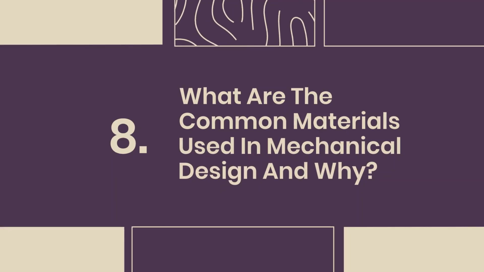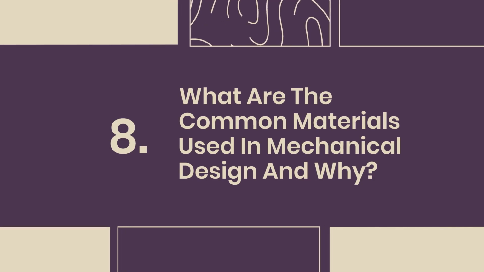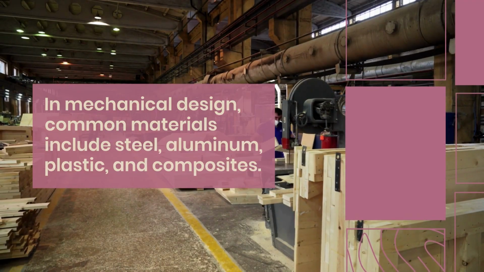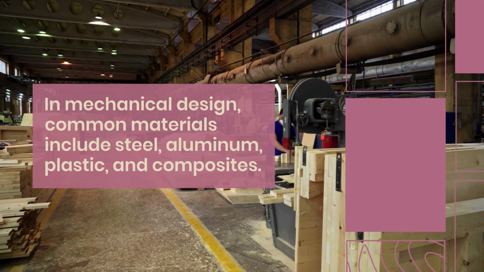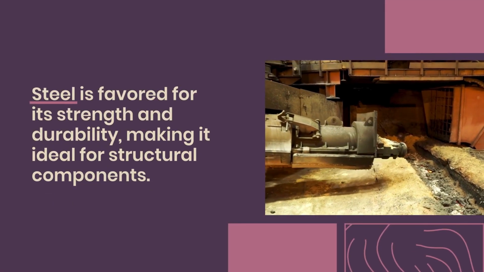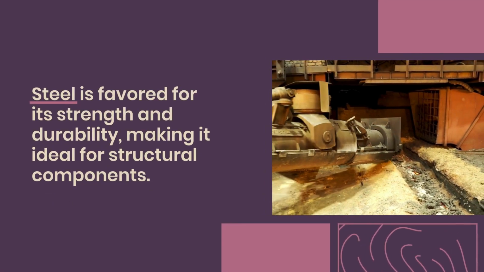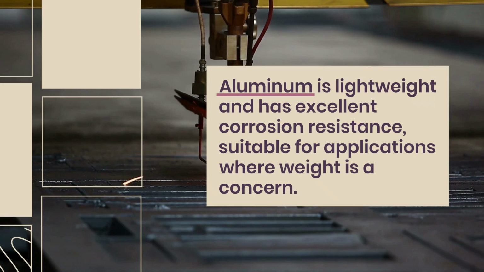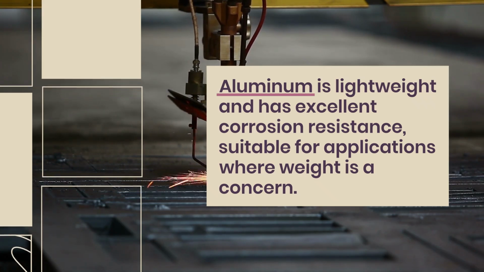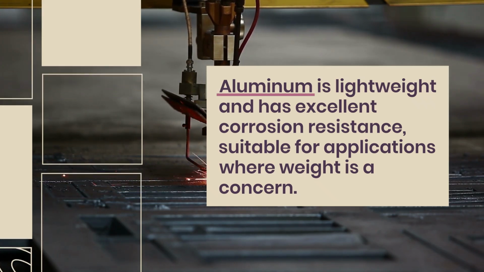8. What are the common materials used in mechanical design and why? In mechanical design, common materials include steel, aluminum, plastic, and composites. Steel is favored for its strength and durability, making it ideal for structural components. Aluminum is lightweight and has excellent corrosion resistance, suitable for applications where weight is a concern.